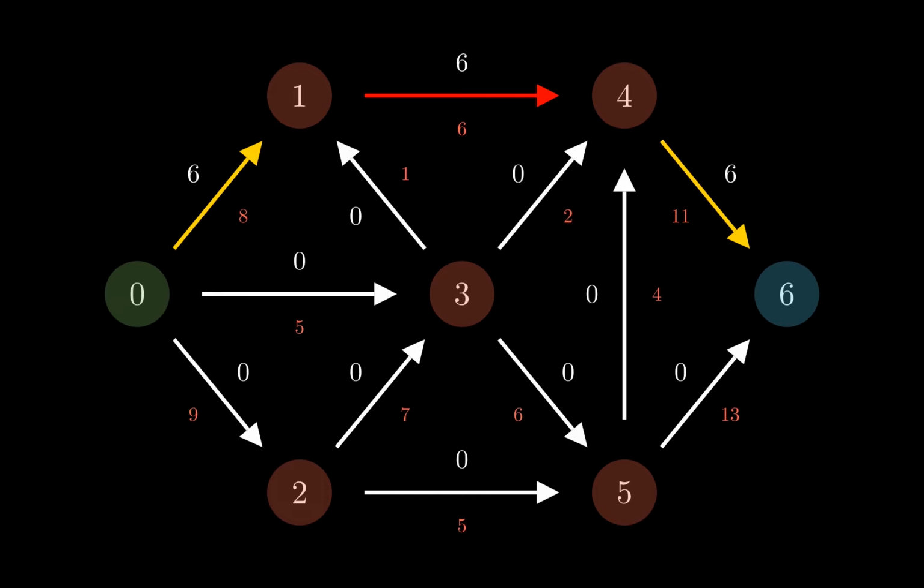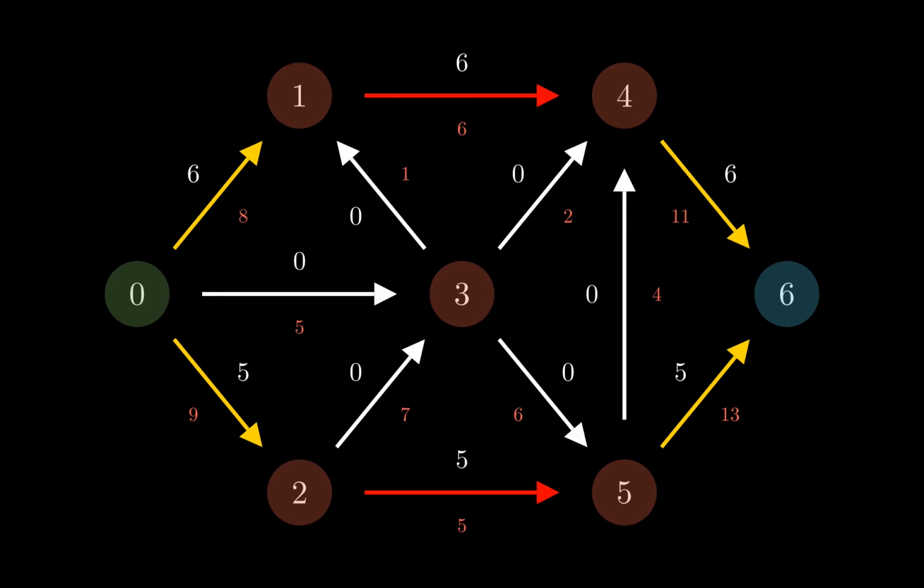Now, we've increased the flow as much as we can on the path through vertices 1 and 4. So let's look for another augmenting path. We can do exactly as we did before to the new path through vertices 2 and 5. This time, the most we can increase the flow by is 5.